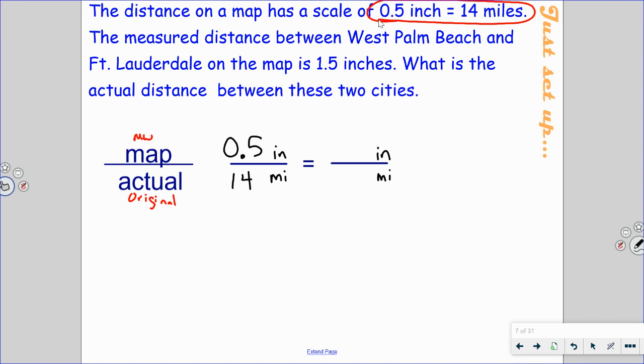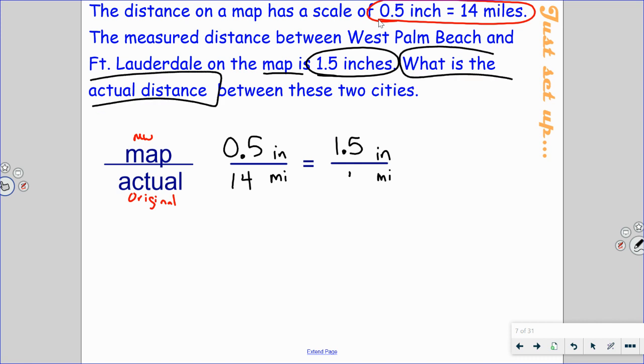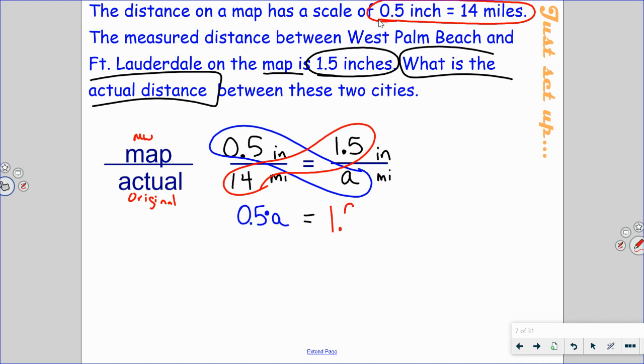And they furthermore tell us on the map, the distance between these two cities is 1 5/10 inches. Now, as soon as I see that inches, I know where that 1 5/10 goes. In fact, the question, what is the actual distance? I'll go ahead and use an A. So from here, we go into our cross products. I usually do the term with the variable first. So a half times A is going to be equivalent to 1 1/2 times 14.